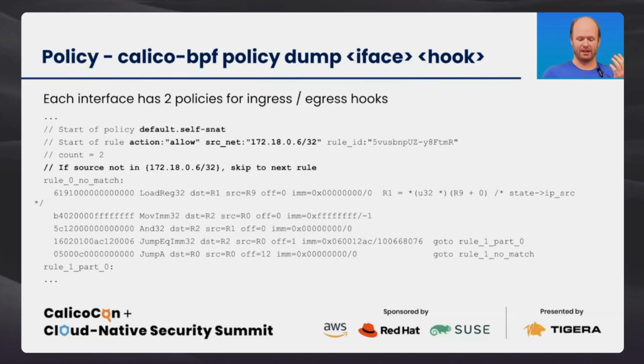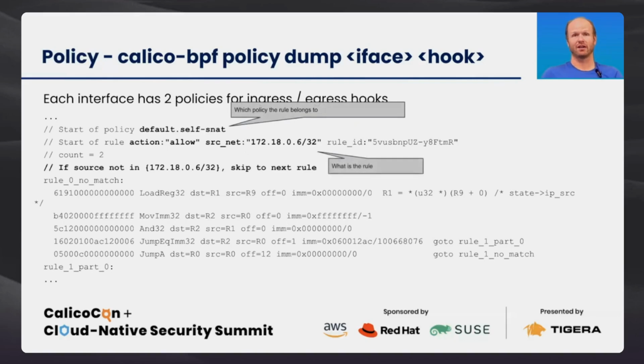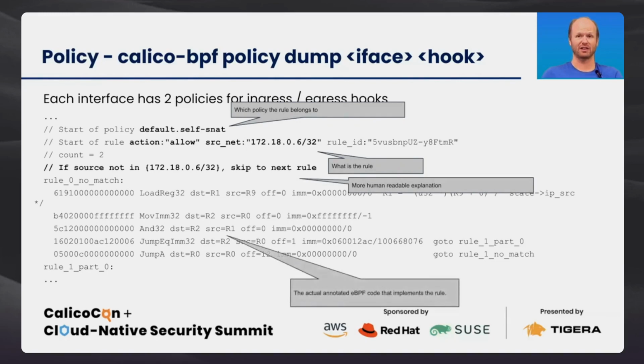This slide shows you a snippet of how the dump looks. It will tell you which policy is being implemented, tells you which rule is being implemented. It also gives you a little bit more human readable explanation of what the code actually does. And then it also gives you the actual annotated eBPF code. So you can, if you're really brave, go verify whether the code is correct and follow how the pieces of code interact with each other.